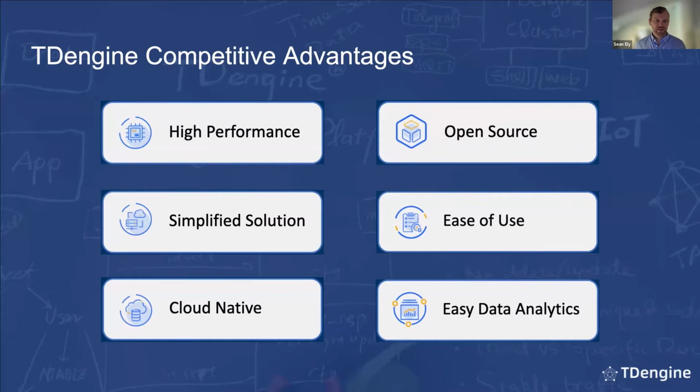Some of the main advantages of TDengine are its high performance: it's really fast, and it scales. It's open source, so the core TDengine time series database is all open source, including clustering. It is a simplified solution, so TDengine has not only a time series database, it also has caching, subscriptions, and stream processing to handle your real-time data needs.